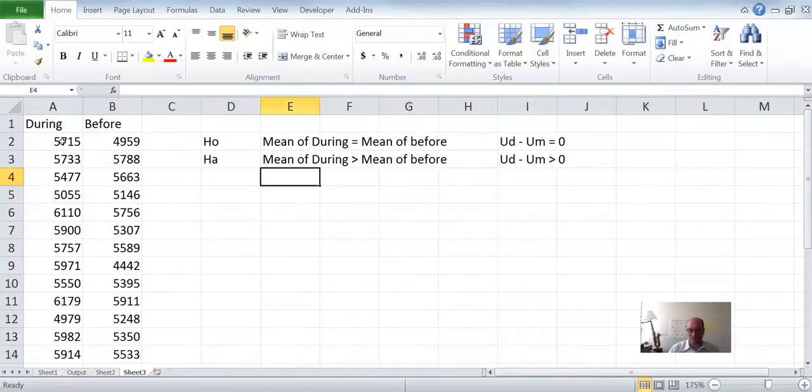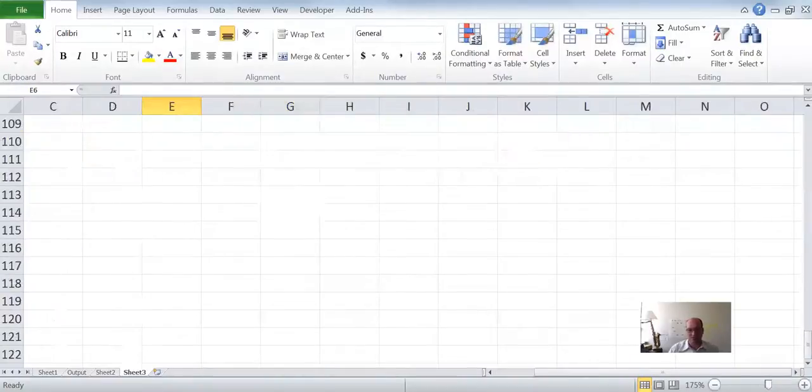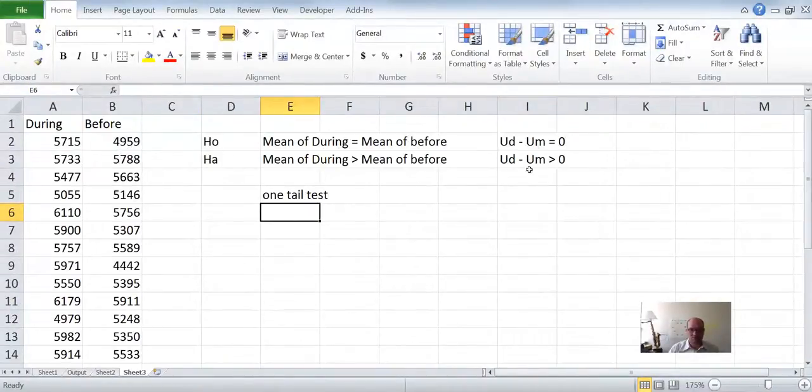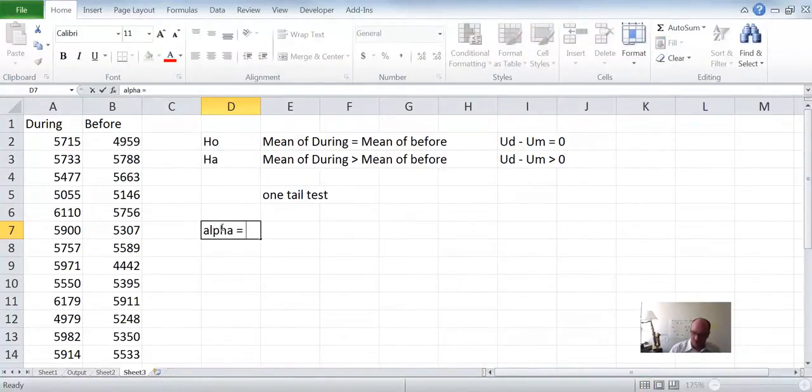Okay, so this is a one-tailed test, right? How do we know it's a one-tailed test? Because we just have a greater than here. If this was not equal to, if we just wanted to know that it was different, then we would do a two-tailed test, right? All right, and then up above it says use a 5% significance level. So we say alpha equals 0.05.